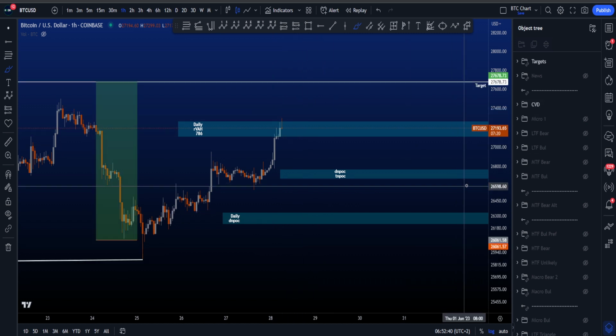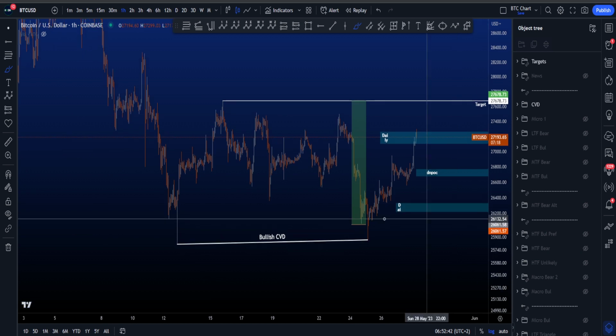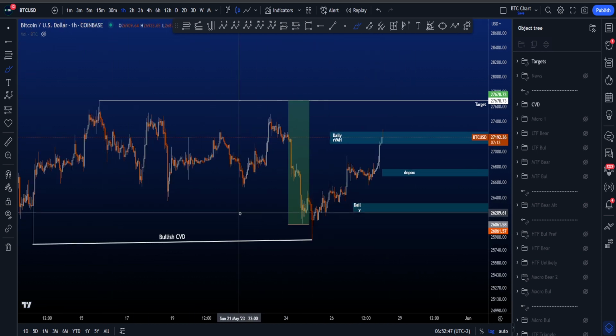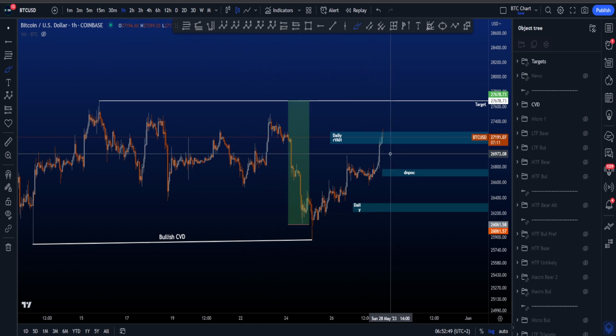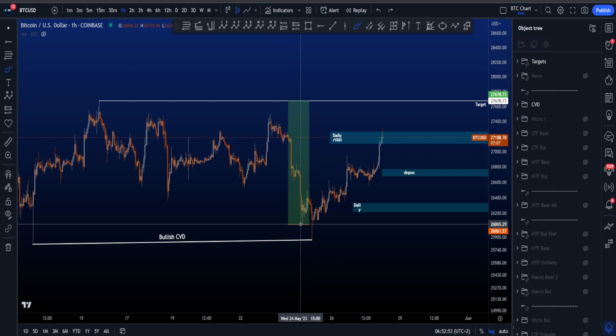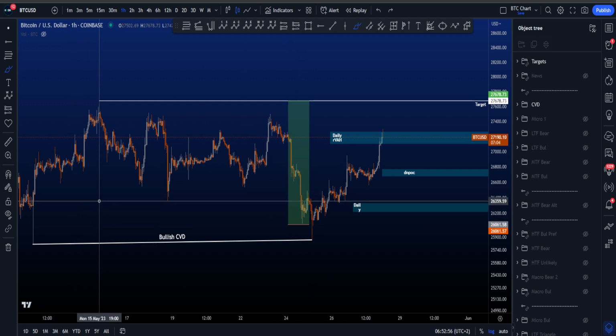If we then do look at the CVD divergences, then on the higher time frame, because the lower ones I've already shown, we still have this bullish divergence, which is kind of playing out at the moment. Of course, by now, stop loss here, break even. No financial advice with any setups I give you, of course. I don't give anything, by the way.